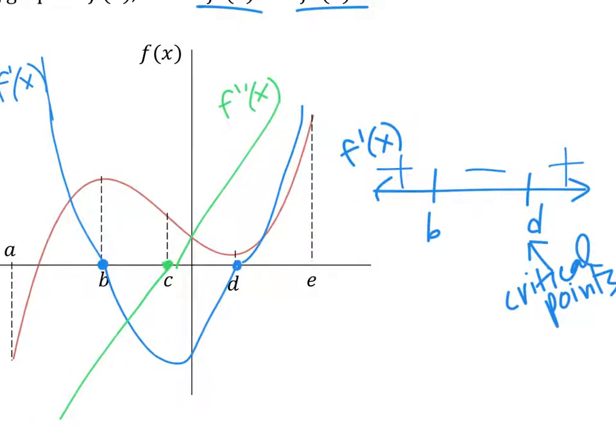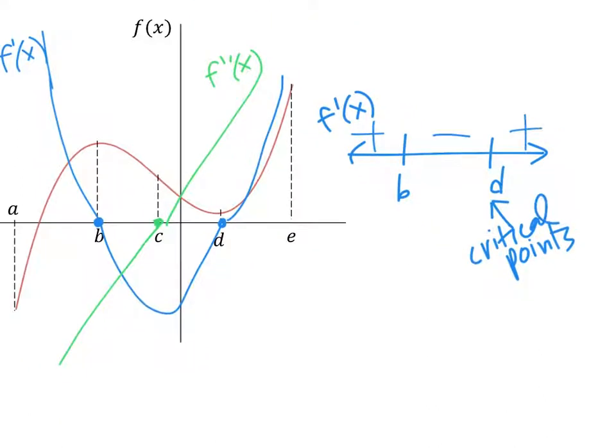So then when you do the derivative graph, you can see that when it says plus, it's above the x-axis. When it says minus, it's below the x-axis. Okay? And then we can do the same thing with the second derivative. So this is going to be at C.